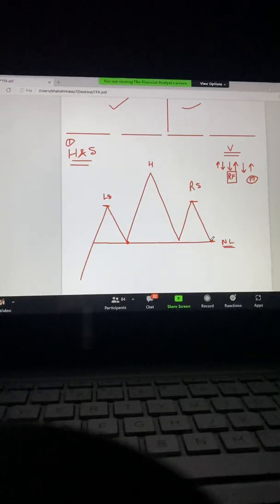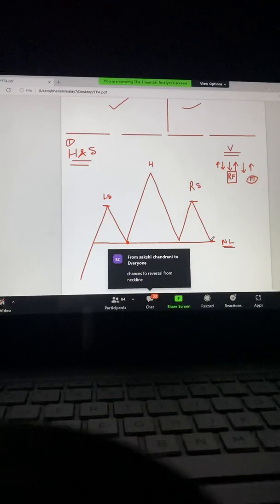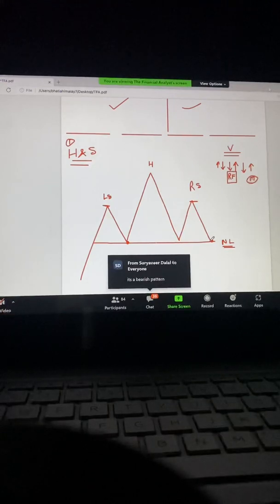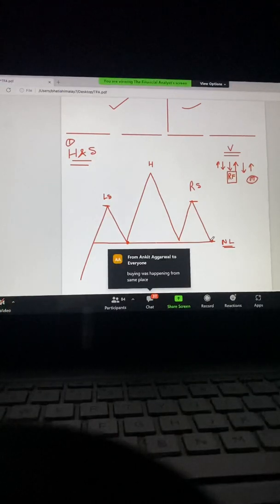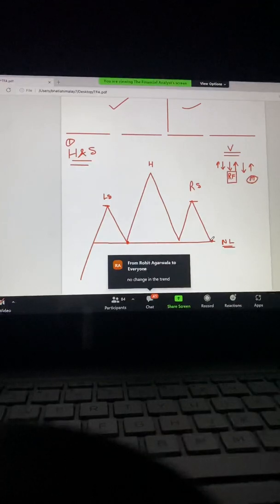Because neckline is where again and again buyers will go back from the support. Neckline is where it can go back from the support again and again. Okay. Anything else? It's a bearish pattern, so it has to break the neckline. Not necessary. Market structure changed from higher high to lower high. Almost there. All right. Perfect, Rohit. So let me tell you the reason.